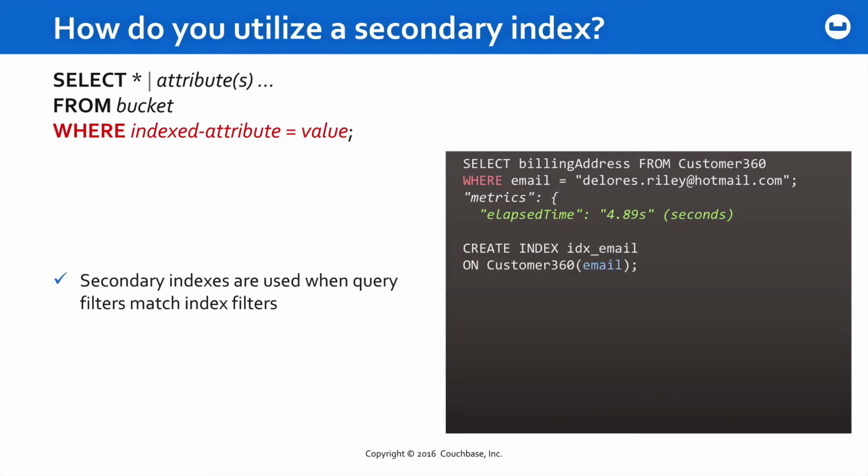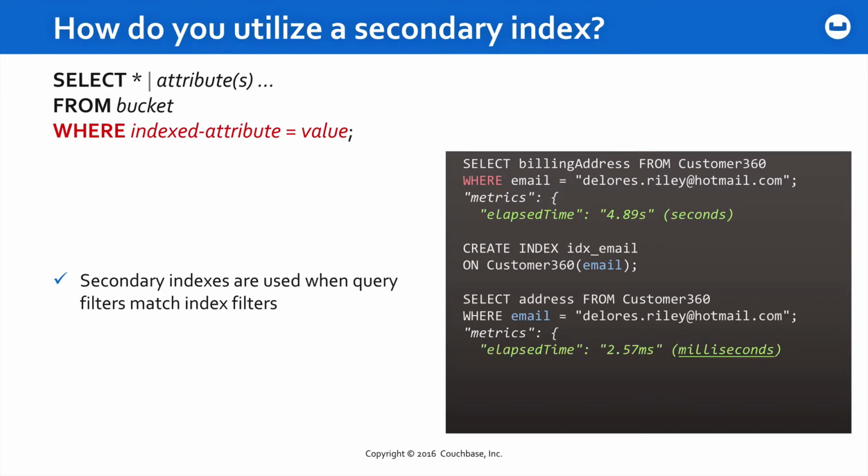So if you create a secondary index, such as here, index all email attributes within Customer 360, then that filter is going to get matched against this index, because there's an index that directly matches the filter in the query that's lined up internally, and it'll pick up the index and your execution speed suddenly drops into milliseconds or less for that particular query.